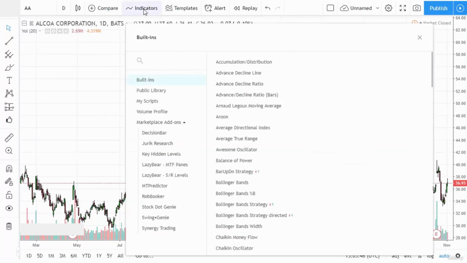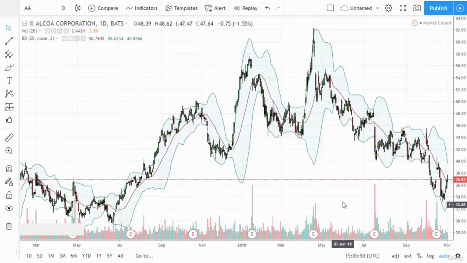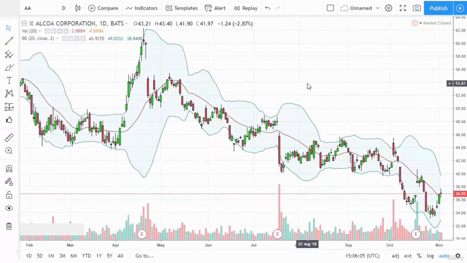So let's click on indicators, click on Bollinger Bands, and you can see that we have a middle line here. This is your 20 SMA. Let's see, 20, based upon the close, and then 2 standard deviations. So these lines, this is 2 standard deviations higher, 2 standard deviations lower.